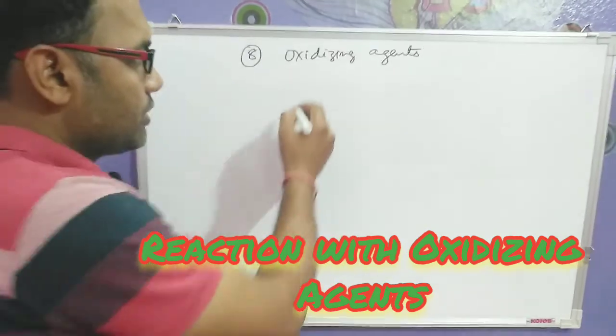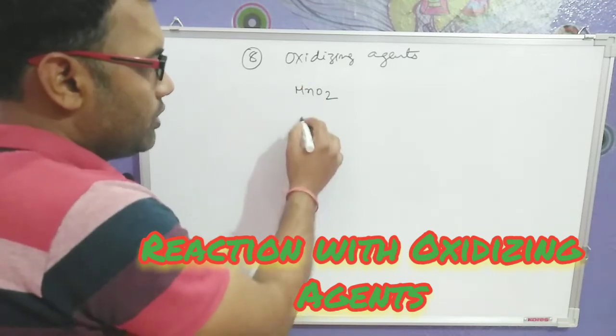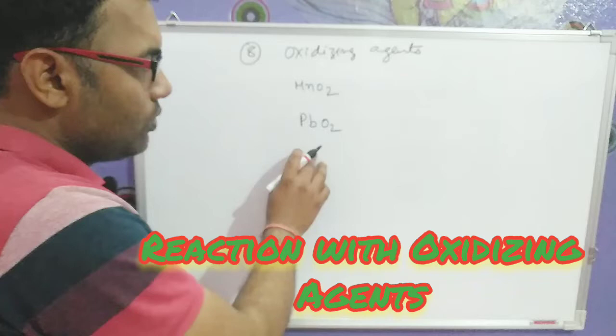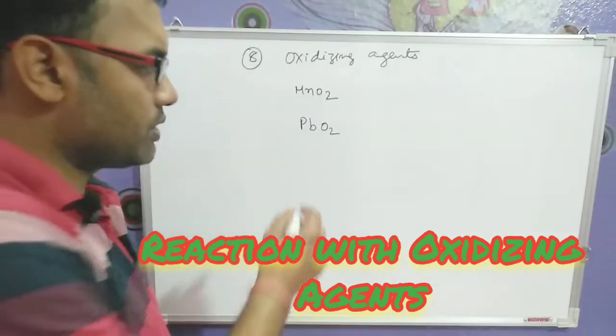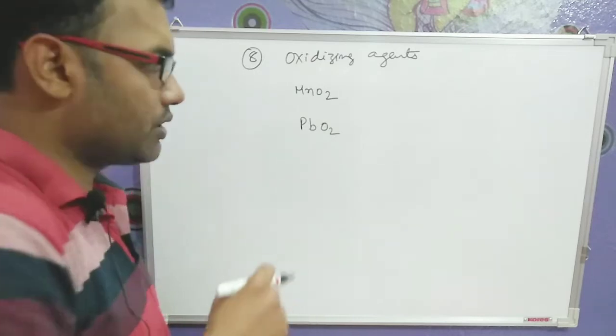Some of the examples are MnO2, or we can take lead dioxide. Two different examples are there. Even we can take bleaching agents, or bleaching powder.